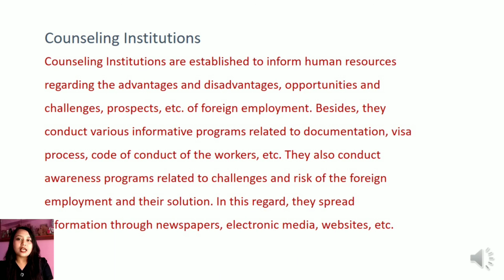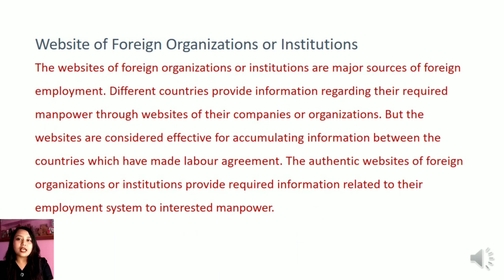In most cases in Nepal, newspapers and radio are the important sources of information, the media through which information is transmitted. And now the websites of foreign organizations. This is another very important topic, from where you can get an idea of foreign employment. There are so many websites. These are the main sources of foreign employment. Different countries provide information regarding their required manpower through the websites of their own companies.